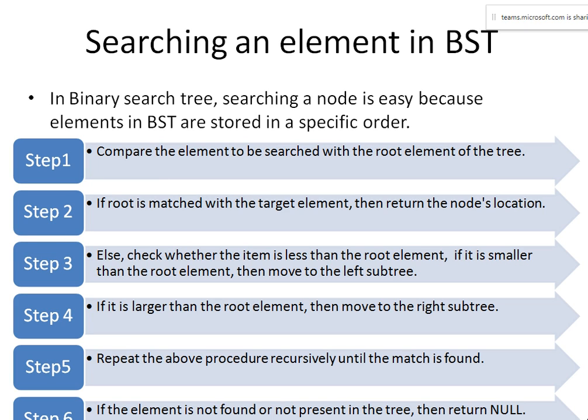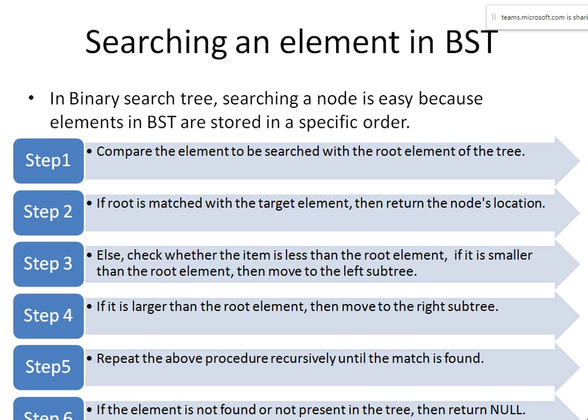Step number 1 says compare the element to be searched with the root element of the tree. If the root matches the target element, then return the node's location. Else, check whether the item is less than the root node. If it is smaller than the root element, then move to the left subtree. If it is larger than the root node, then move to the right subtree. And repeat the above procedure recursively until the match is found. You have to go on repeating it until you find the element you are searching for.